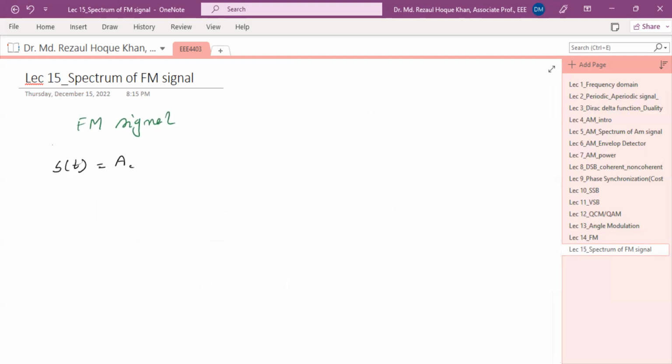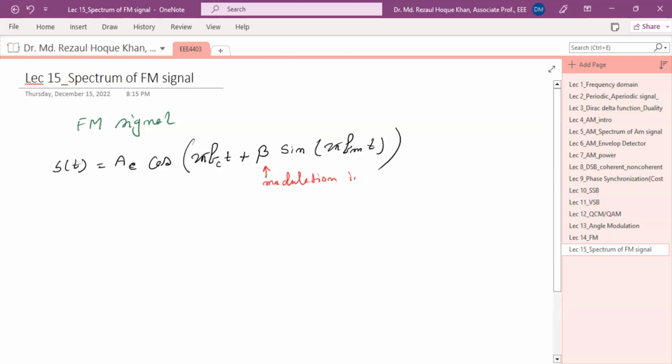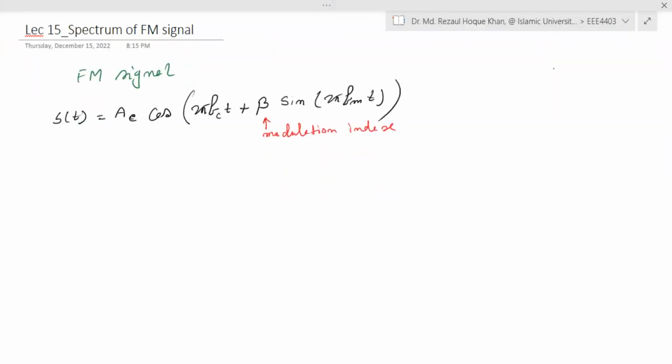s(t) = Ac cos(2 pi fc t + beta sin(2 pi fm t)). Here beta is the modulation index. So beta is our modulation index. We will rewrite this equation in terms of its complex form.